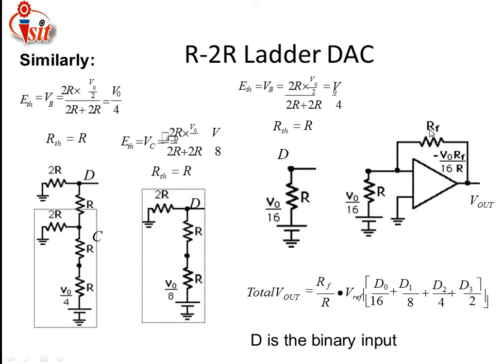And the feedback resistor, as I have told, must have a greater value in comparison with whatever resistors are present in our circuit. Then D is the output voltage, that is, the output voltage V0 is divided by 16.